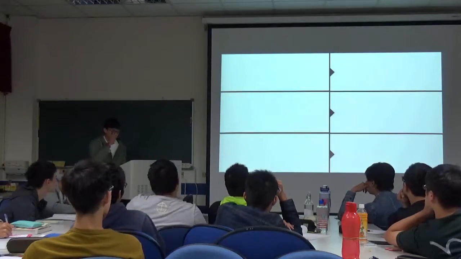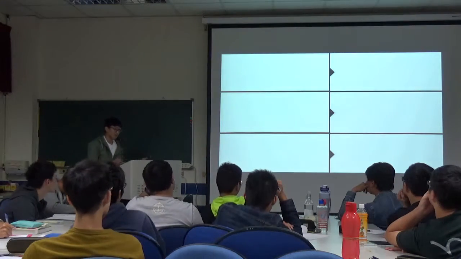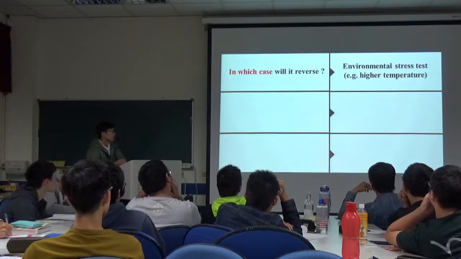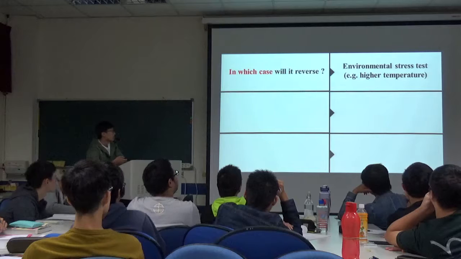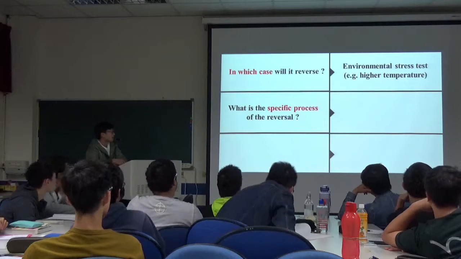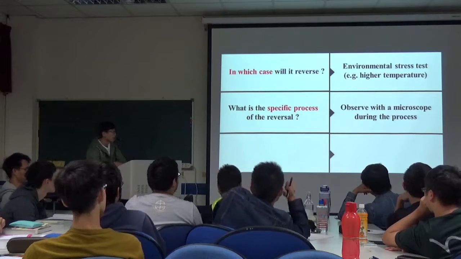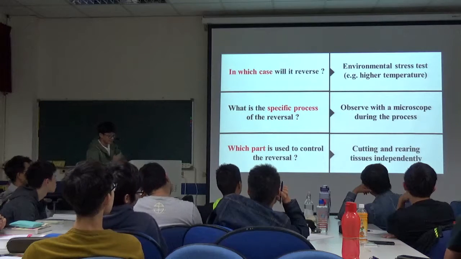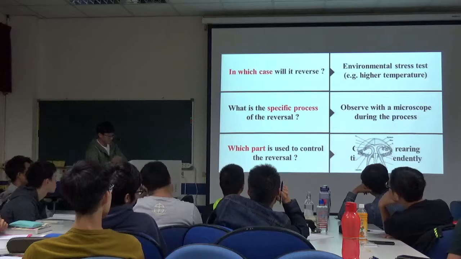For each question we design an experiment. For the first, we do an environmental stress test, such as higher temperature or something. For the specific process, we just observe with the microscope. Then for which part, we cut and rear the tissues independently, like this.